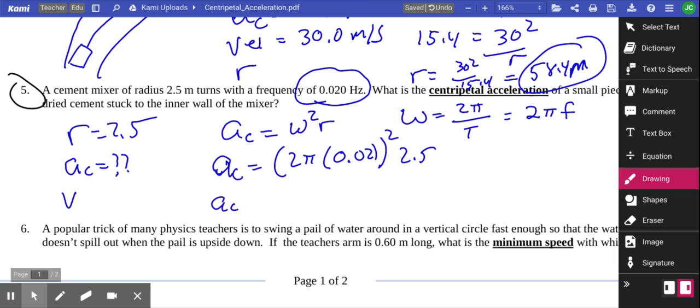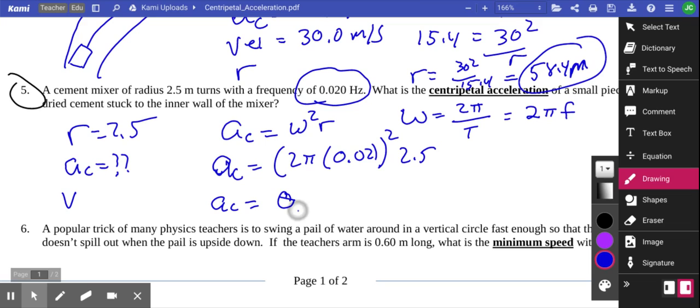When we put that in there, we have 2 times 3 times 0.02. We get the answer there. We square it, and then we multiply that by 2.5, and we get a centripetal acceleration of 0.039 meters per second squared. There you go.